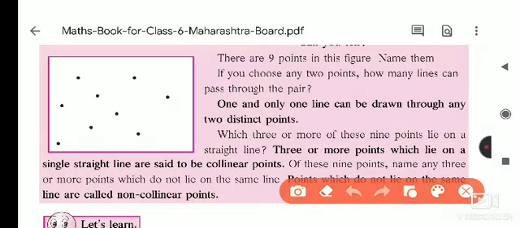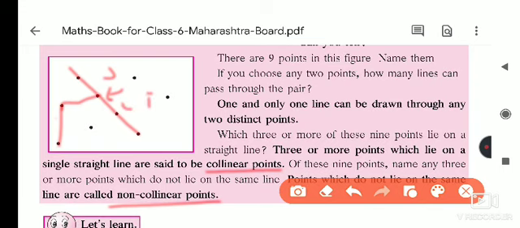Okay, so if we try to join this point and these points, if you see this, it is a curved line, it is not a straight line, so these 3 points are called non-collinear points. Understood, all of you? The points which are on a straight line are called collinear points. For example, if we are taking these 4 points, these 4 are collinear points, while these 3 points are the non-collinear points.